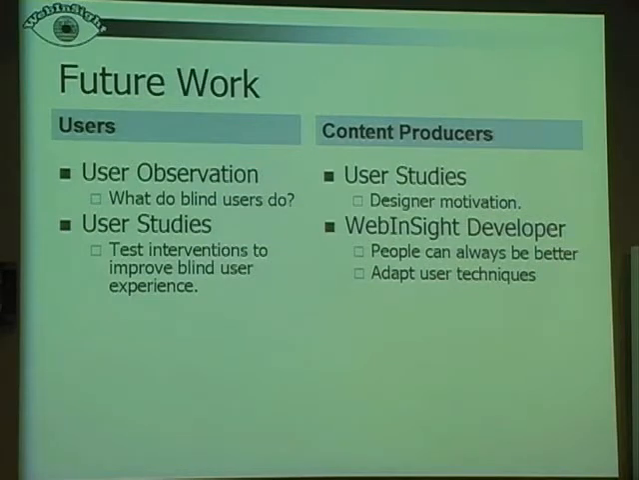We're in the process of building a user observation study to figure out what blind users actually do on their screen readers, and we have a pool of blind people that are willing to help us with that. I have to admit that they're all really, really sharp. They're at least college students and above. So it might not be a balanced or unbiased set of blind users, but they're high-powered. I call them high-power blind users.